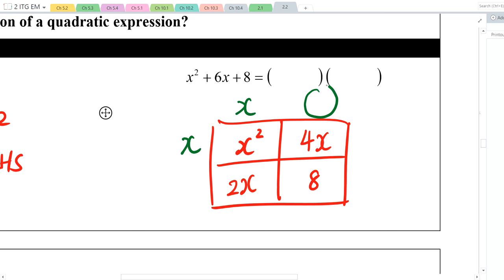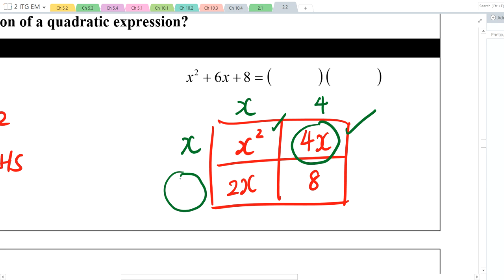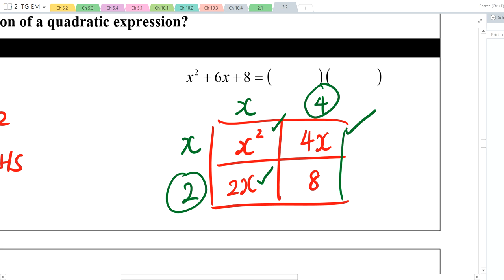So what do we have over here? 4. Okay, let's check. 4 times x gives me 4x. Okay, looks correct. So this one is correct already. What should I put over here? 2. Let's put a 2 over here. 2 times x gives me 2x. Okay, correct. And is there one more I haven't checked? So the last one that we want to check will be the 8 over there, isn't it? So 2 times 4 gives me 8. Yes, I'm happy. All 4 are correct.